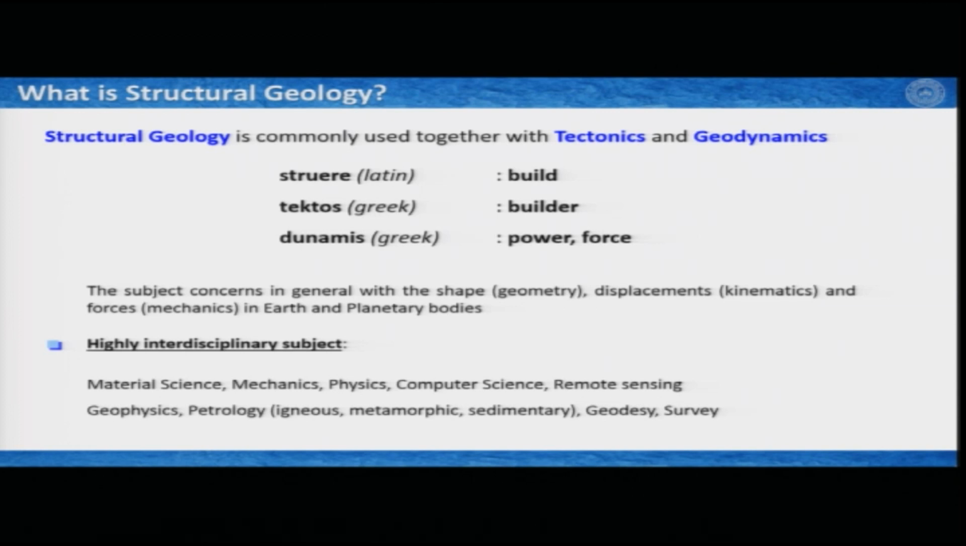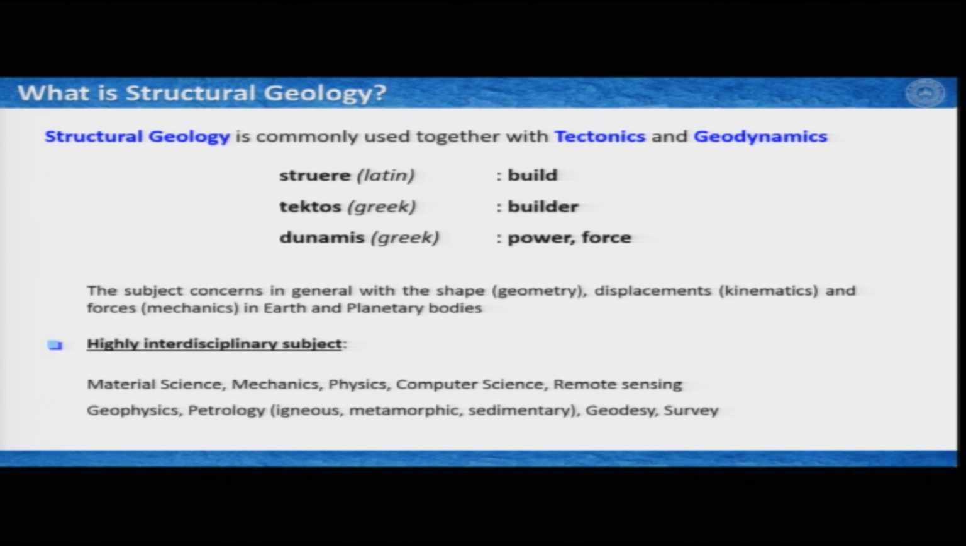So scientifically you can finally conclude that the subject structural geology, together with tectonics and geodynamics, concerns in general the shape, that is geometry, the displacements, which is kinematics, and forces, that is mechanics, in our earth and other planetary bodies.